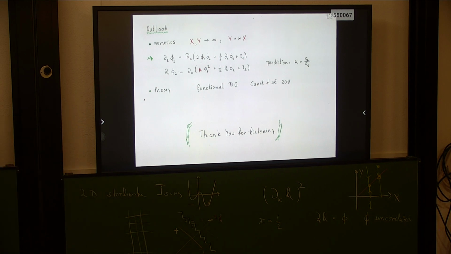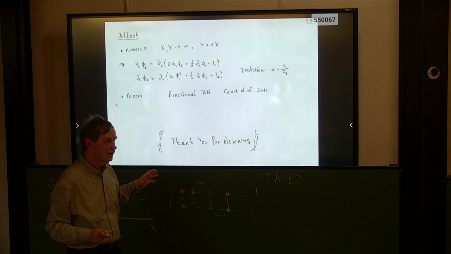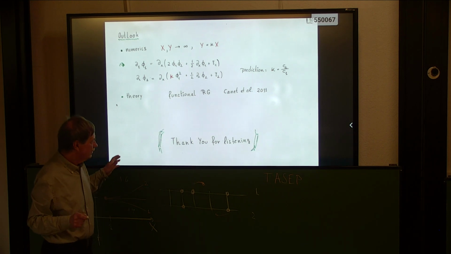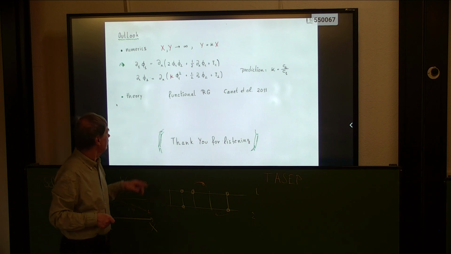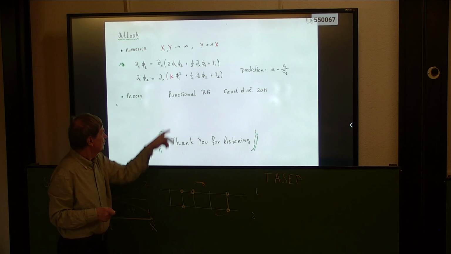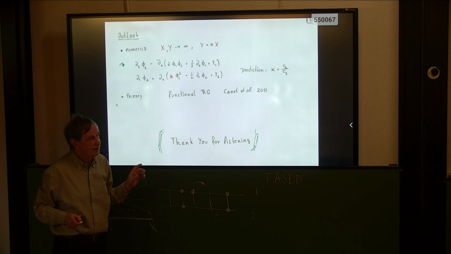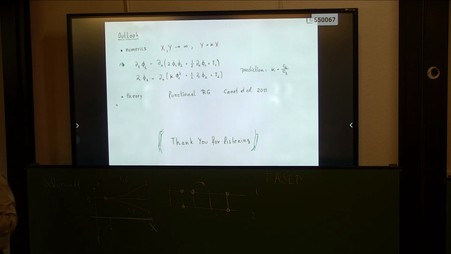Now, 2 loop seems to be a somewhat demanding point. Personally, I would not really advise 2. What I would really like to see is if somebody would repeat the functional RG of Carnet et al., which in the single component system gives results which are almost exactly close to the exact solution. Therefore, I think this would be the method to clarify what's going on. Okay, so thank you very much.